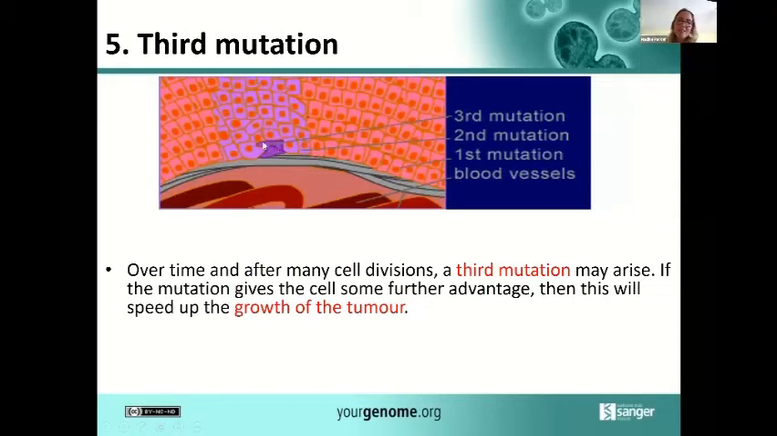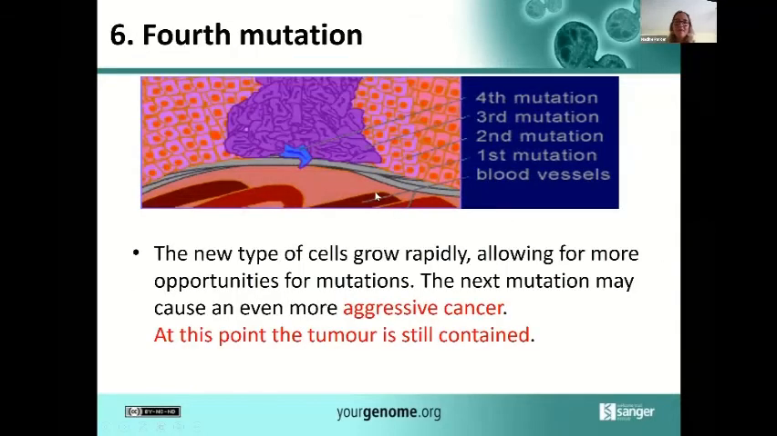And then you can see this cell has mutated a third time. So it's changed even more. And the change might be that it grows quicker, it divides quicker. So that can cause the growth of the tumour. The blood vessels down here are still in their normal position. They haven't moved. So after the third mutation, you start to get the growth of this tumour.